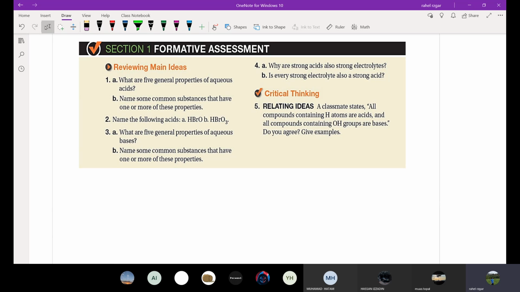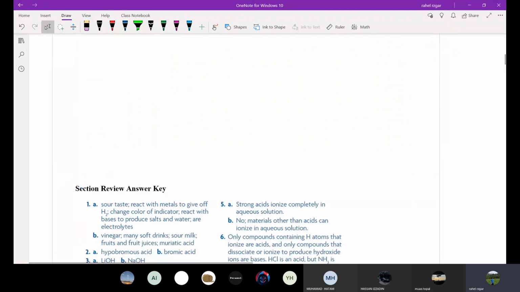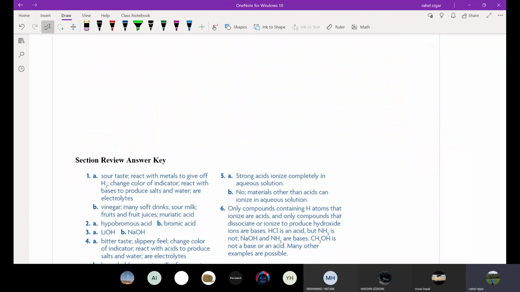They taste sour, change color of indicators, react with metals, react with bases. They are electrolytes. That's it. And when it says name some common substances that have one or more of these properties, you can say like milk or sour milk and things like that, vinegar, and so on.